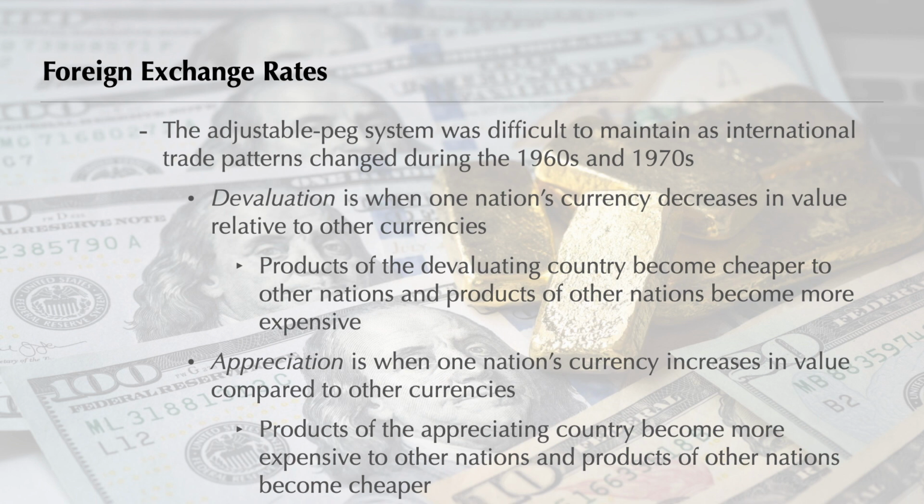Because of the constant changes in international trade patterns, nations were unable to rely on the adjustable peg system, and in 1971, a new system, based on floating exchange rates, was established.